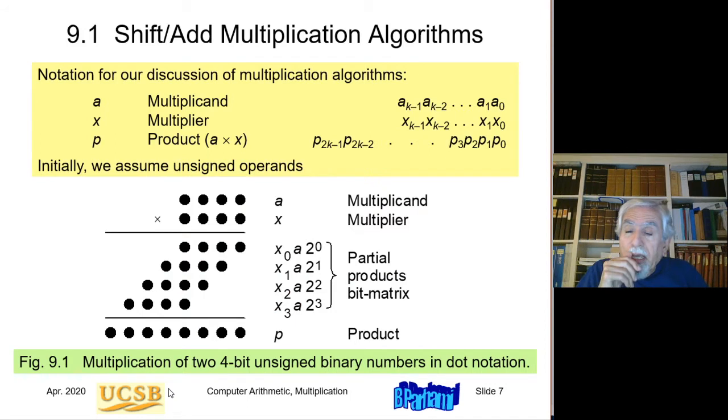So let's begin by looking at the dot notation for binary multiplication. Here I've shown a 4x4 multiplication in dot notation. The terminology used is that one of the operands is called multiplicand, the other one is called multiplier. Usually multiplier is written second. Although multiplication is completely symmetric, it doesn't matter which one you call multiplicand, which one you call multiplier. But the way we execute the algorithm, the multiplier is treated differently from the multiplicand. And then the product P is what we obtain at the bottom.